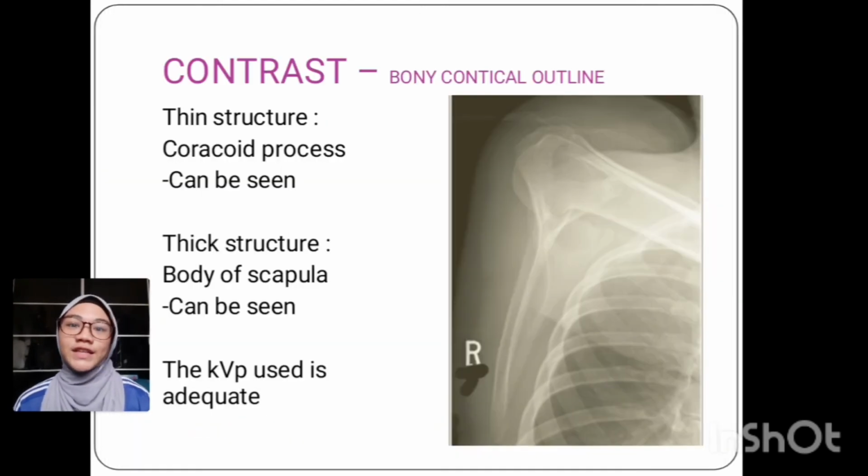Contrast. The bony cortical outline for the thin structure, which is the coracoid process, can be seen. The bony cortical outline for the thick structure, which is the body of the scapula, can be seen. Therefore, the kVp used is adequate.